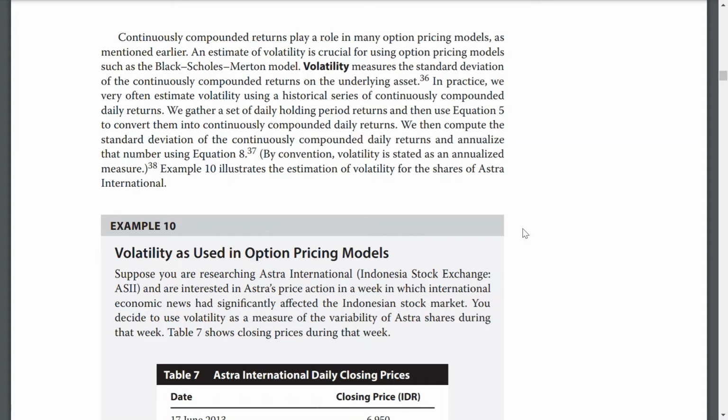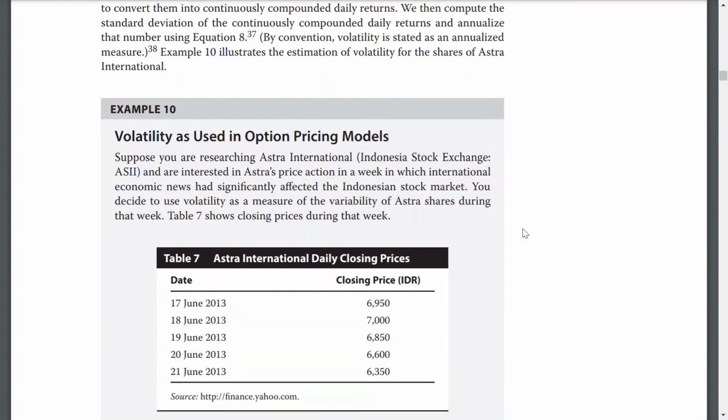We gather a set of daily holding period returns and then use equation 5 to convert them into continuously compounded daily returns. We then compute the standard deviation of the continuously compounded daily returns and annualize that number using equation 8. By convention, volatility is stated as an annualized measure. Example 10 illustrates the estimation of volatility for shares of Astra International. Example 10, volatility as used in option pricing models.